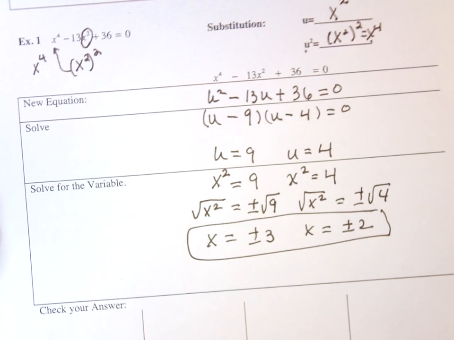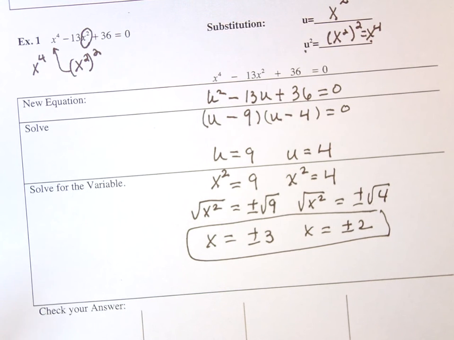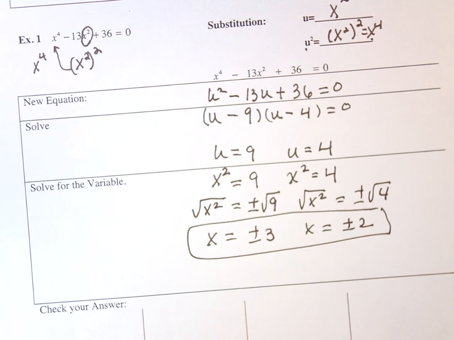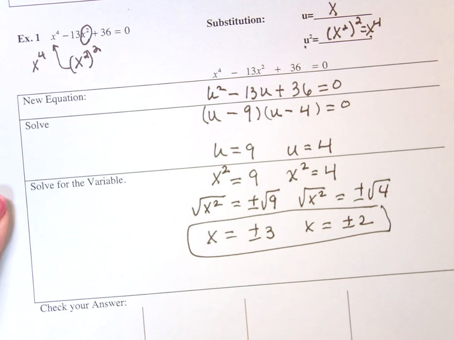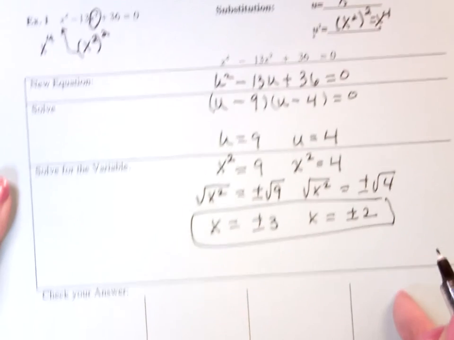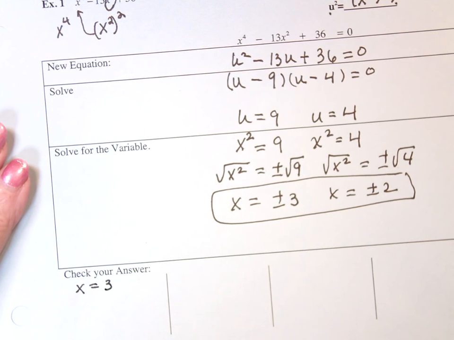Now, the domain of the original problem is all real numbers. If you take a look at x to the fourth, there's no radicals. There's no denominator, so any numbers I come out with should work. You can check your answer by going back to the original problem. I'm only going to do one of them, and we would say, suppose x is equal to 3. Is it true that 3 to the fourth minus 13 times 3 squared plus 36 is equal to 0?